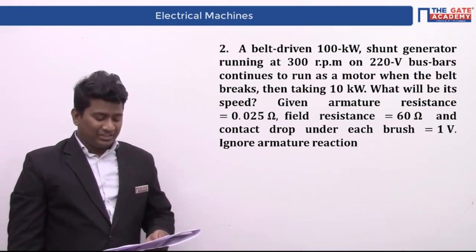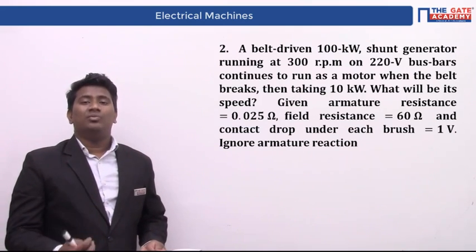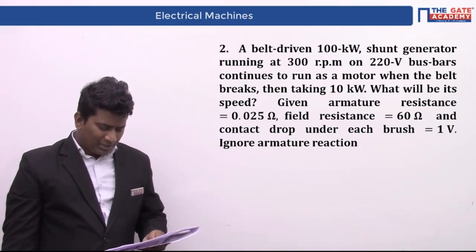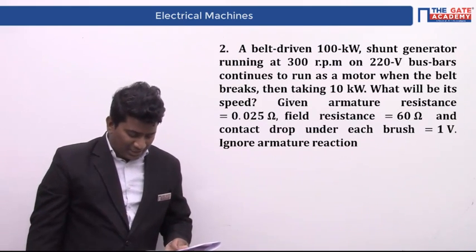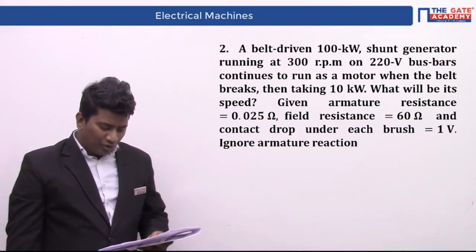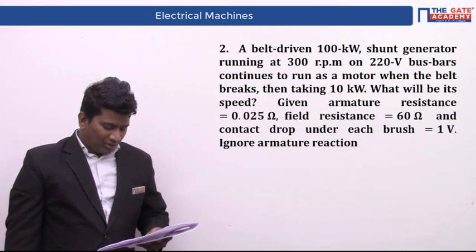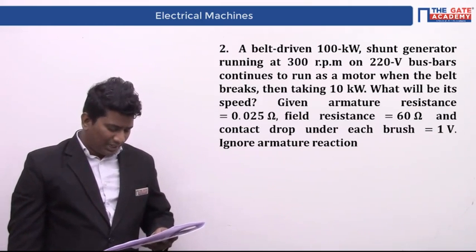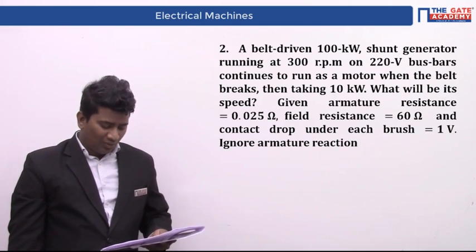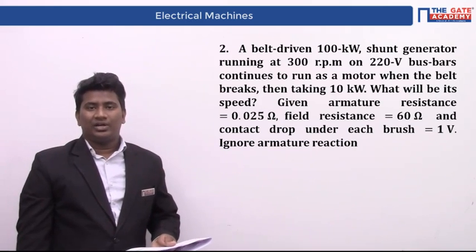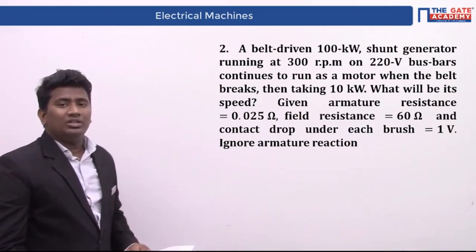What will be its speed? It means once it acts as a motor, what will be its speed? Given armature resistance is 0.025 ohms and field resistance is 60 ohms, and the brush contact drop under each brush is 1 volt. Ignore armature reaction. So, how to solve this question?